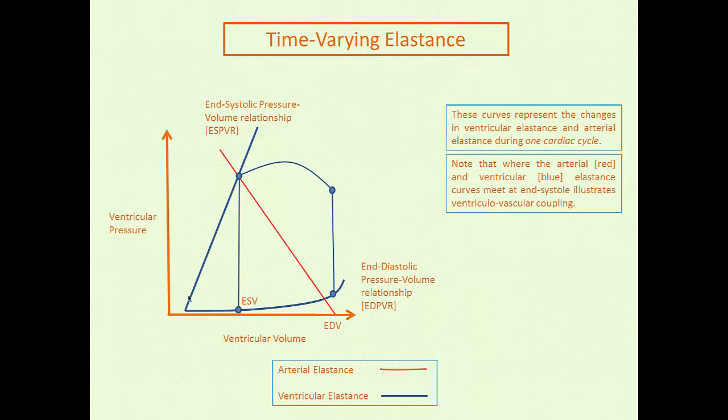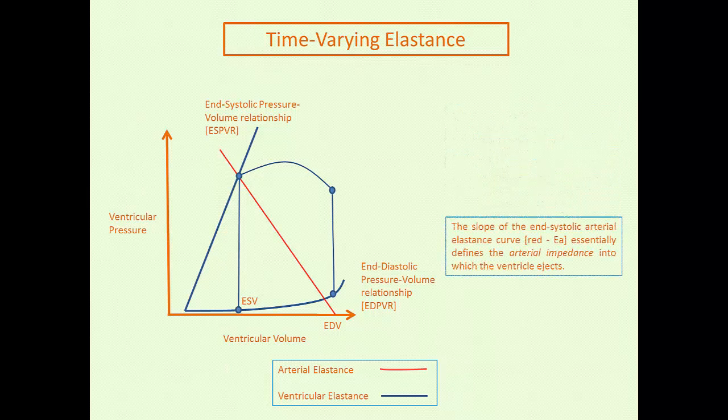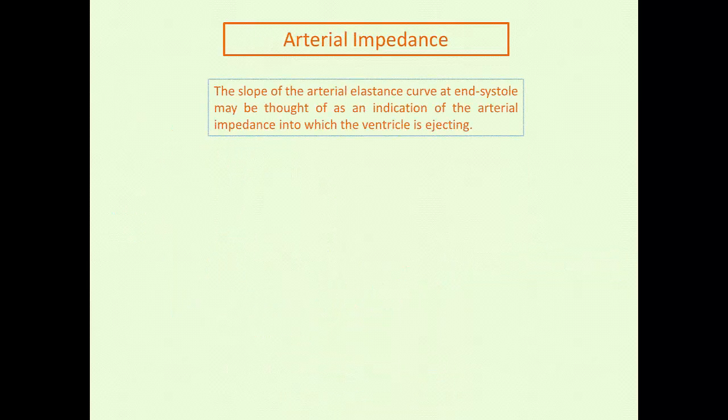The patient may have normal diastolic properties, normal systolic properties, but because it's ejecting into such a high elastance, low compliance arterial bed, you can actually get a physiology that represents heart failure. But I'm not going to get too much into that in this lecture. It's the slope of the end-systolic arterial elastance curve, abbreviated EA here, that defines the arterial impedance into which the ventricle ejects. And you can make a similar physiologic argument for the right ventricle and the pulmonary artery as well.